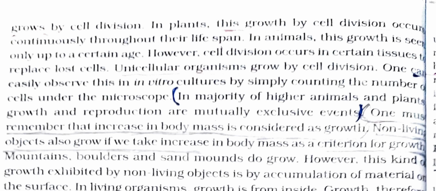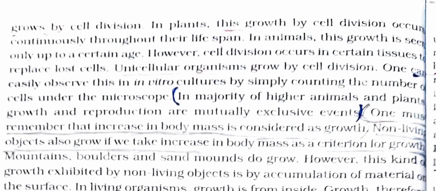So in cell division, what happens? There is some tissue that replaces the dead cells and initiates new cells in that place. Unicellular organisms grow by cell division. Also, the unicellular organisms grow; they also have cell division. One can easily observe this in in vitro culture by simply counting the number of cells under the microscope. We can easily observe how cell division occurs in in vitro culture. We will discuss in the next session what in vitro culture is.